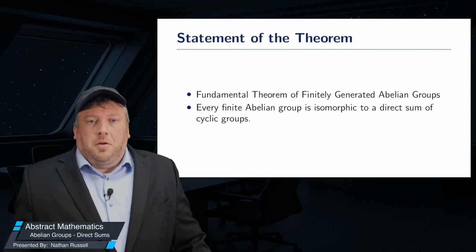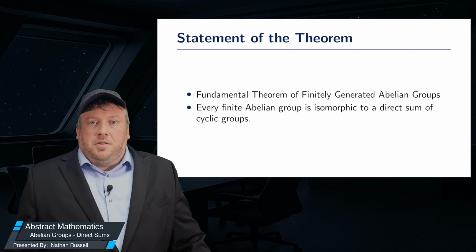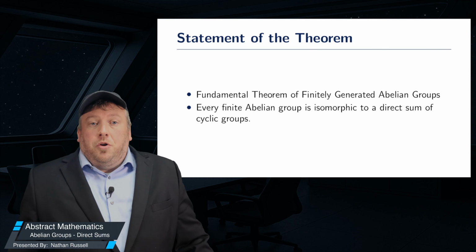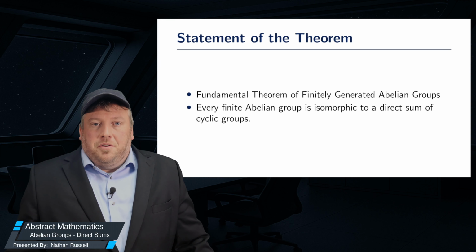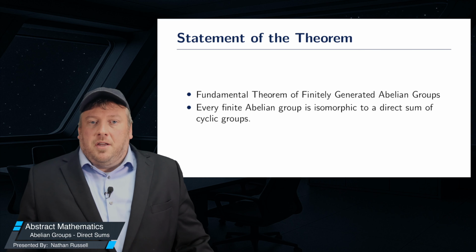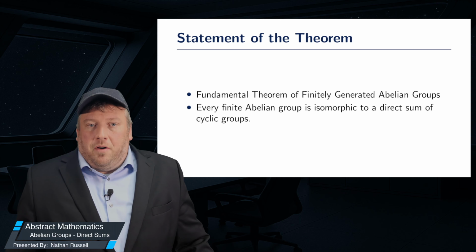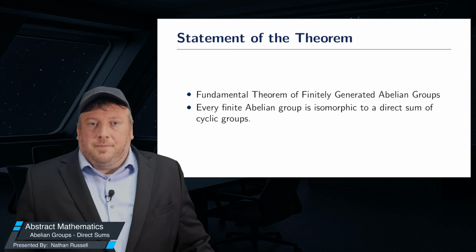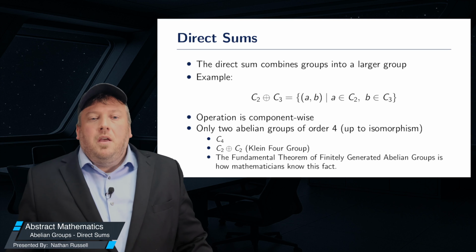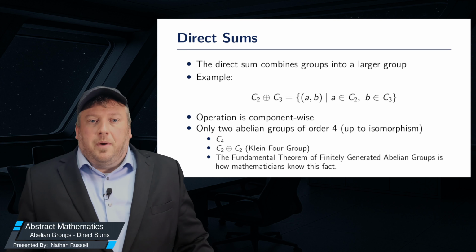The fundamental theorem of finite abelian groups essentially states that all abelian groups, which is basically all groups that have the commutative property, can be broken down into the direct sum of cyclic groups. Now at the moment you may not know what a direct sum is, but it's a very broad component of mathematics, and I'll explain it shortly.